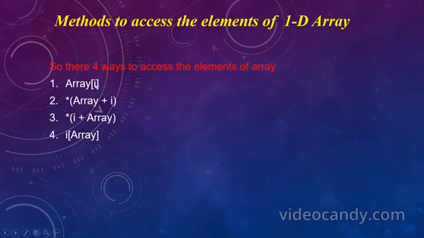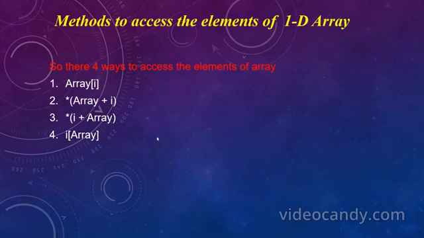First is array with index, which is the normal way we do. Second, as we discussed, *(array + i) will also print the element. Then again, mathematically it's the same, *(i + array) will again print the same element. Then we can also write i[array], index then within the array. So these are the 4 ways of accessing the elements of an array.